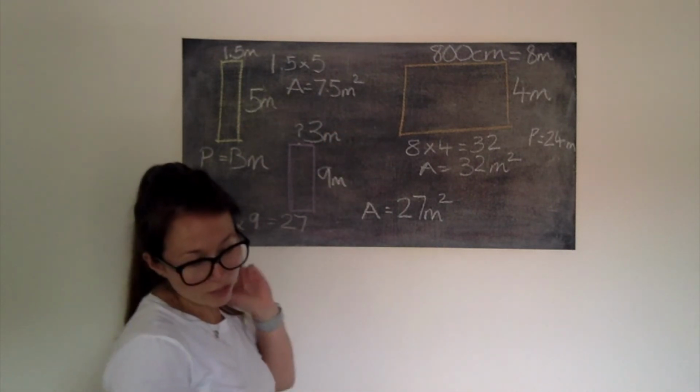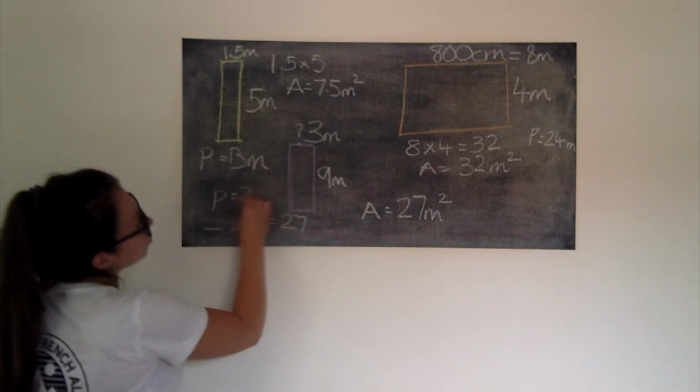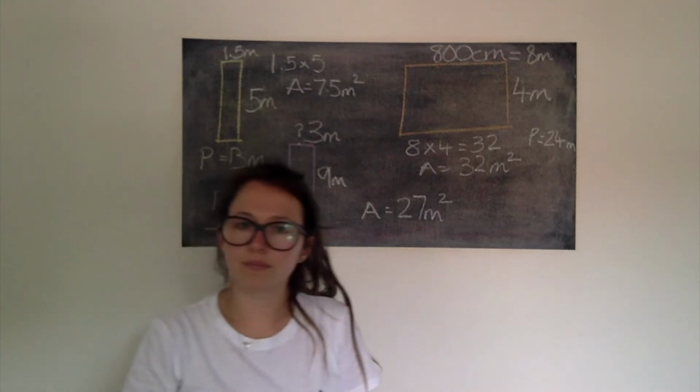For the perimeter as well, if you worked out the perimeter of this one, it is also 24 metres. Okay, well done if you got those.